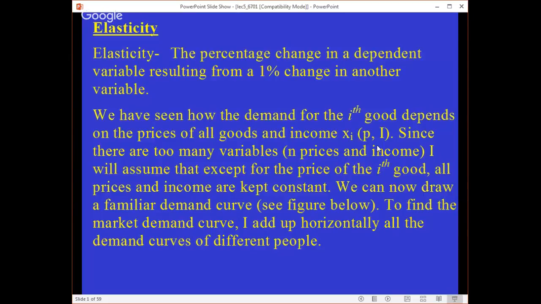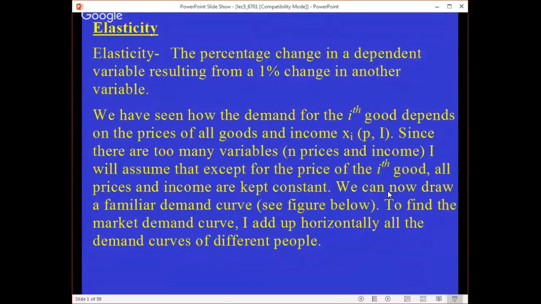So, like I said, we've seen how the demand for the ith good depends on the price of all goods and incomes. We have a bunch of goods. That means the price of all the other goods, the price of itself and income. Since there are too many variables, prices and income, I'll assume, except for the ith good, all prices or income are held constant. That's how we do our partials, right? We hold everything else constant, and we focus on the change in just one variable.